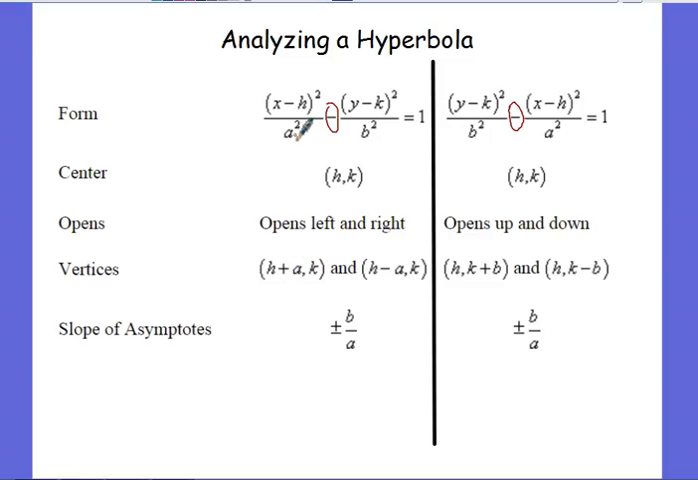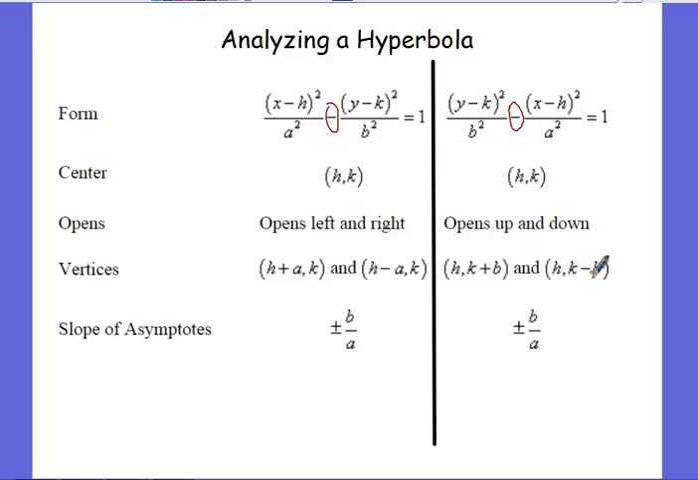And again, I get my a from here and here, right? And then the slope of the asymptotes is always going to be positive, negative, b over a. Now, if it opens up and down, the difference is that the y is first. But to find my vertices, notice what doesn't change here. The h's don't change, but you make your k's different by adding and subtracting your b. Okay? All right, so keep this handy. You're going to be going back and forth to it.